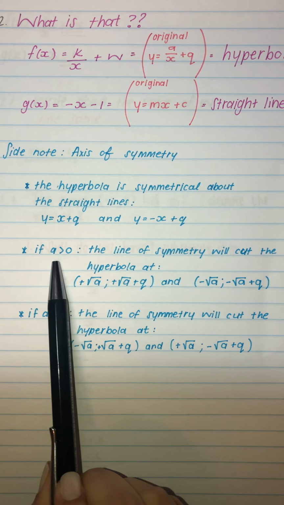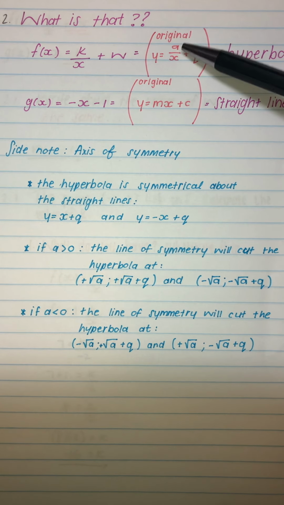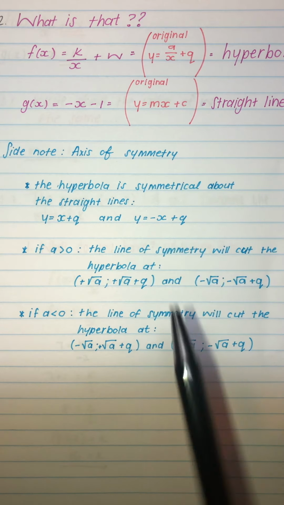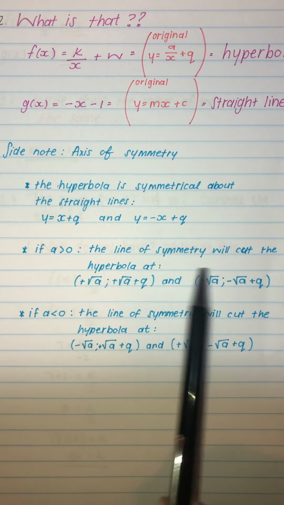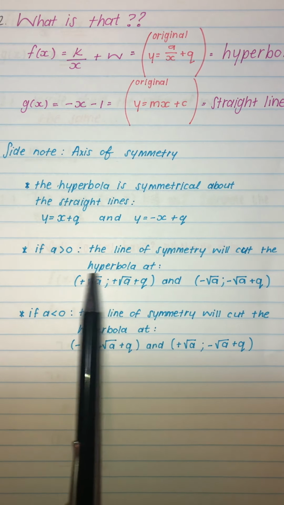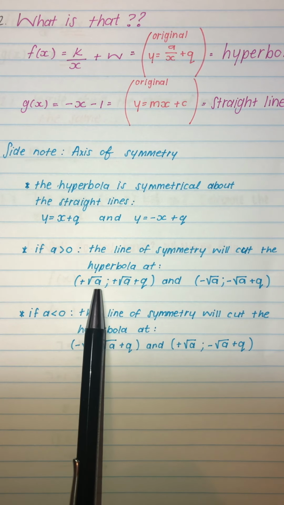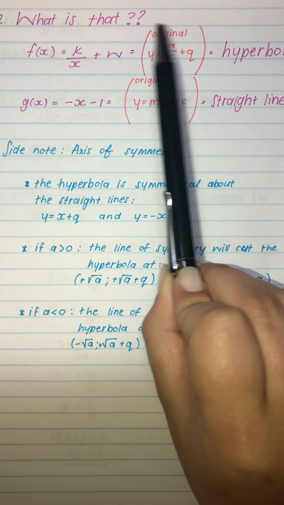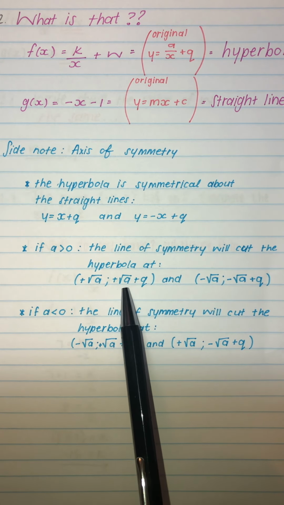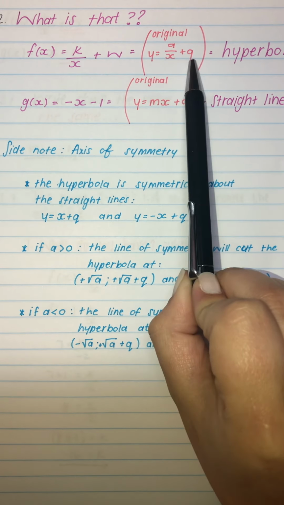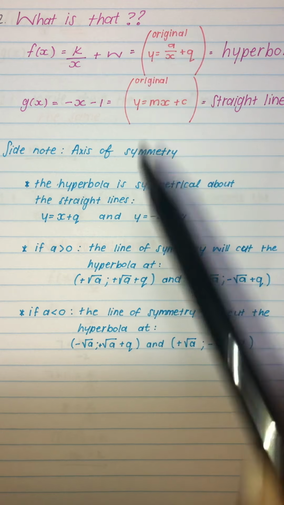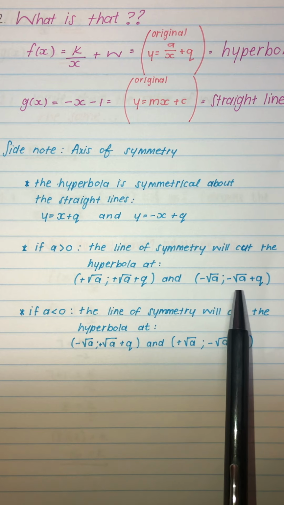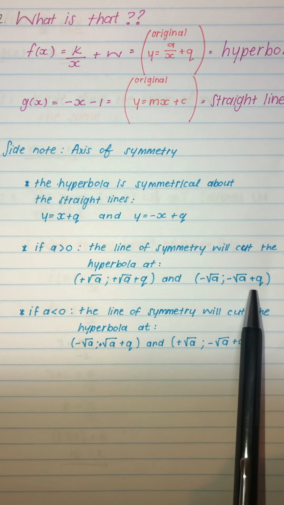If a is bigger than 0, and in the case they gave us it's k, then the line of symmetry would cut the hyperbola at these points. The x-coordinate is going to be the square root of a, or in this case k, and the y-coordinate is the square root of a plus q, or in this case w. The other point has x-coordinate negative square root of a, and the y-coordinate is going to be negative square root of a plus q.